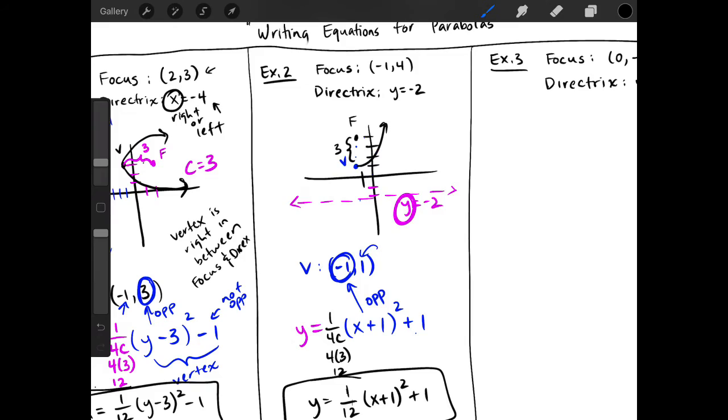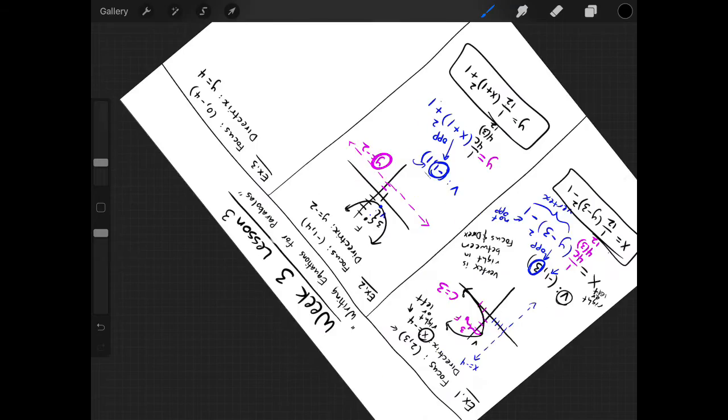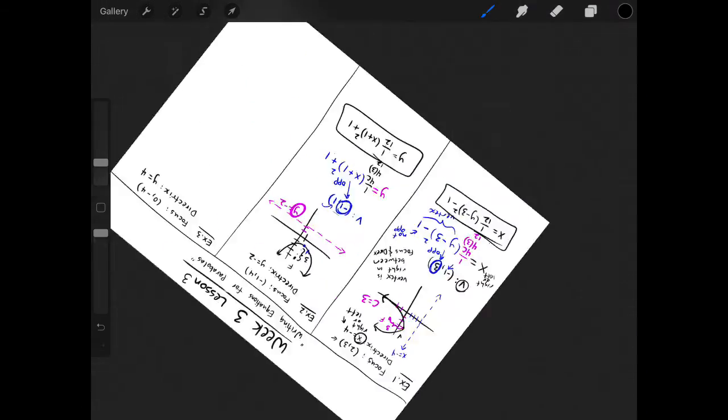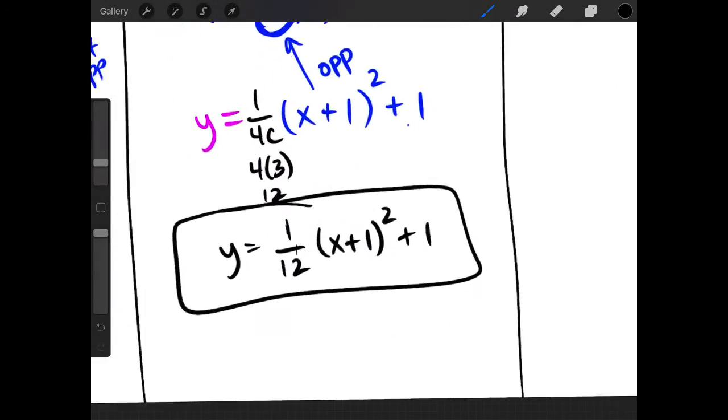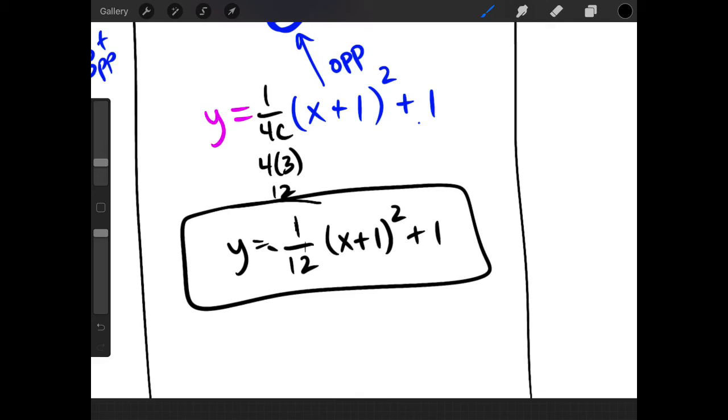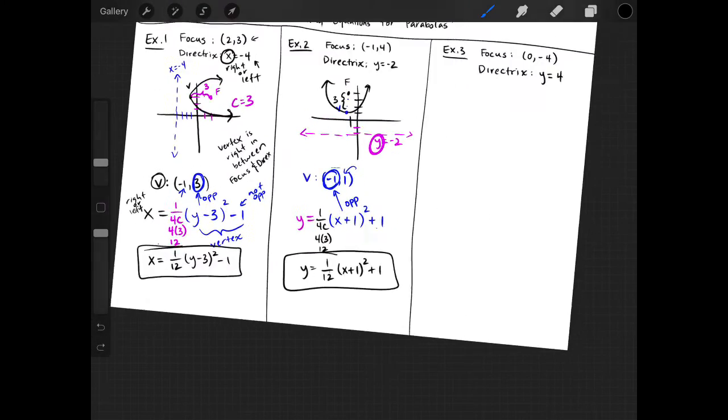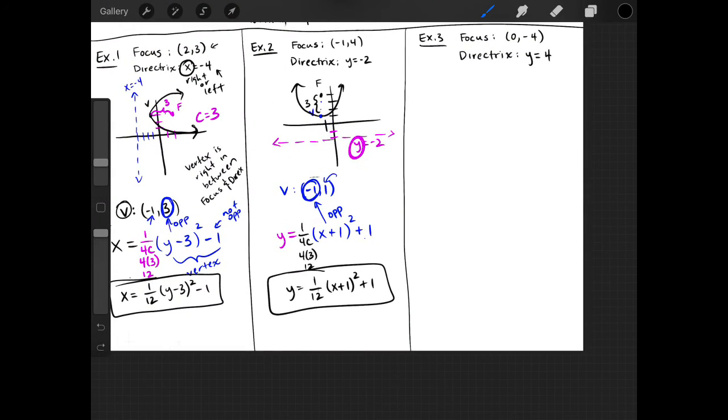Now it's a positive 1 over 12 because if we did a sketch of this parabola, it opens up. If instead it was flipped like this and it opened down, then we would just go into our equation at the end, make it negative. But it opens up, so we don't have to worry about doing that.